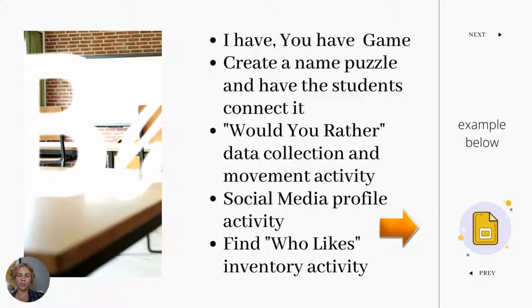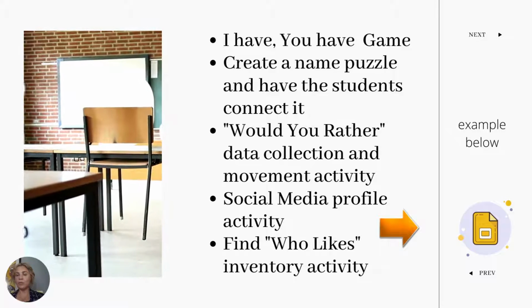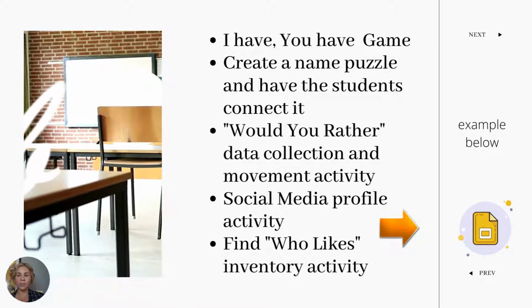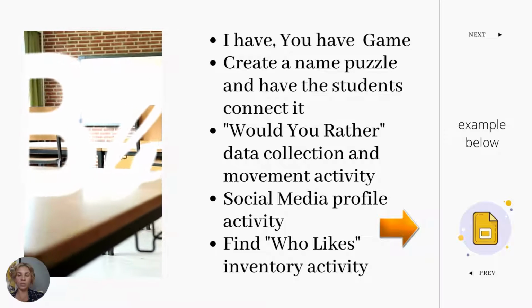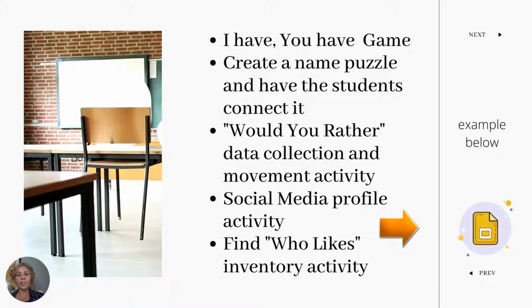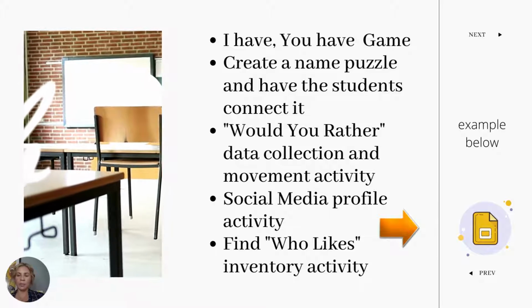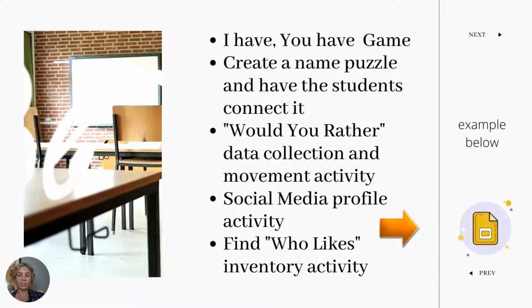Who likes inventory? The students find a friend who fits one of the descriptions in their sheet and have them sign it until everyone has signed their sheet. You can do a quick share out at the end. These are just a few activities that I've used throughout my teaching career that my students enjoy.